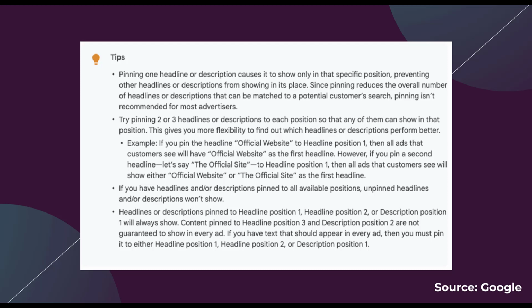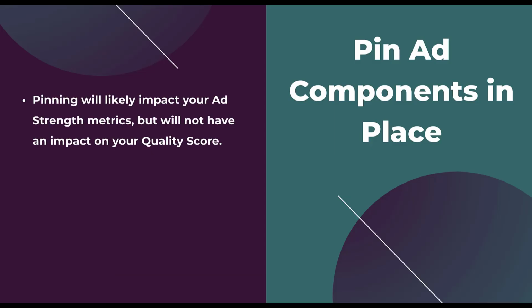One thing that is not noted in this list here, and that I couldn't find on any help articles, but has been circulating around with the online community that I engage with on PPC, is the impact that pinning different components to responsive search ads will have on your ad strength. As I mentioned, when you pin different ad components in place, you limit the number of combinations Google can create in your responsive search ad. So by doing that, you will have an impact on your ad strength metrics that Google reports in the platform.